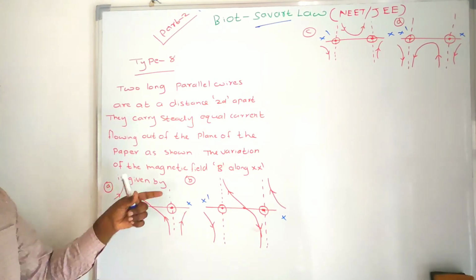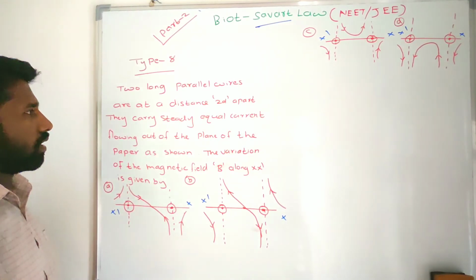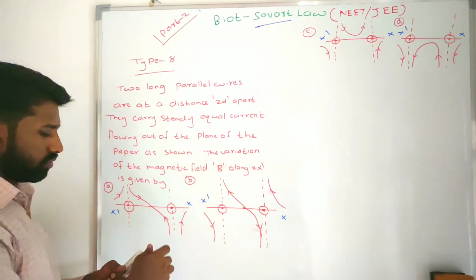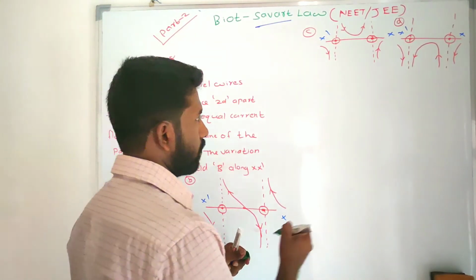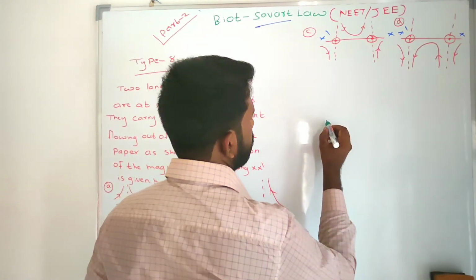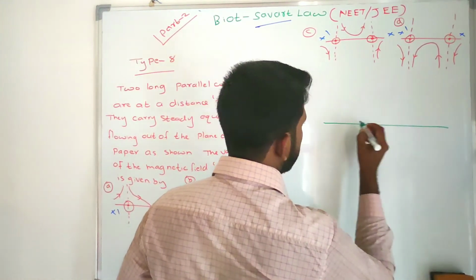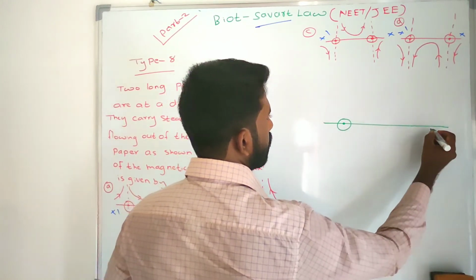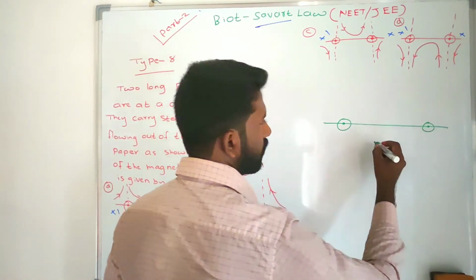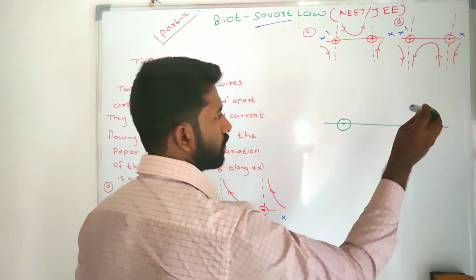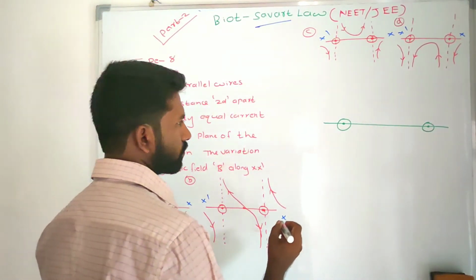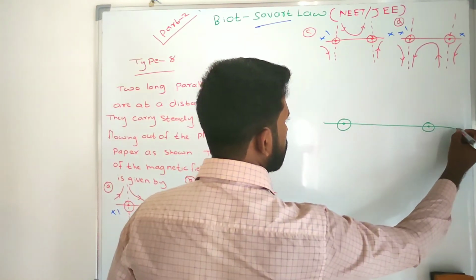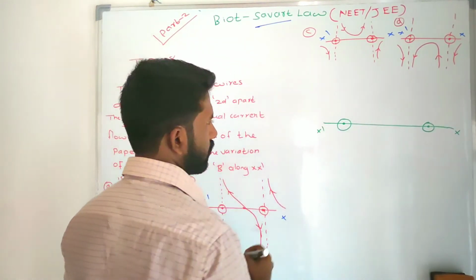Okay, so we will draw it. Two current carrying conductors are placed perpendicular to the plane. So that means I am taking a current carrying conductor like this. This is one conductor. This is another conductor. The current is coming out of the plane. So the distance between them is 2d. This is the x dash axis.